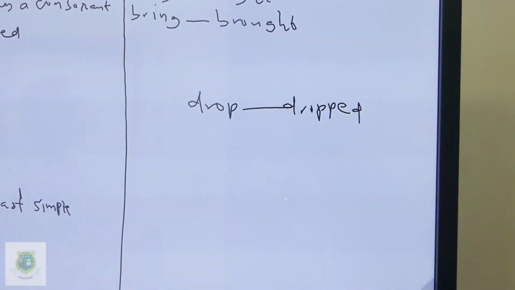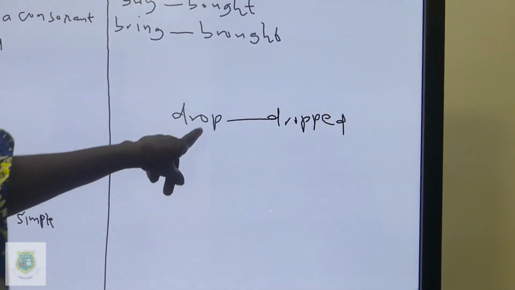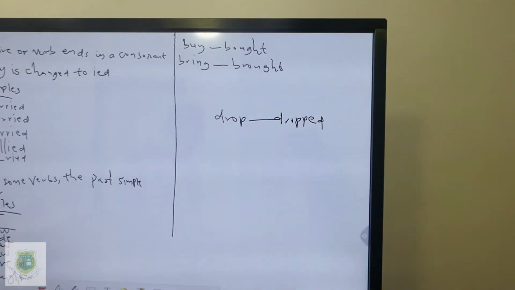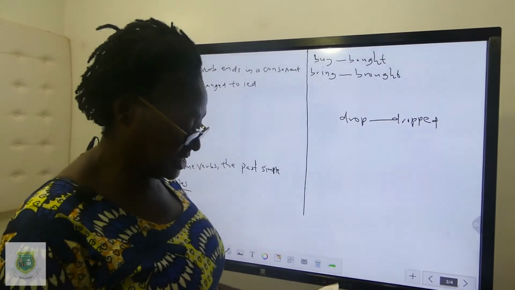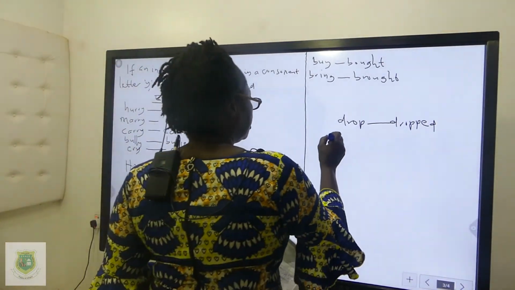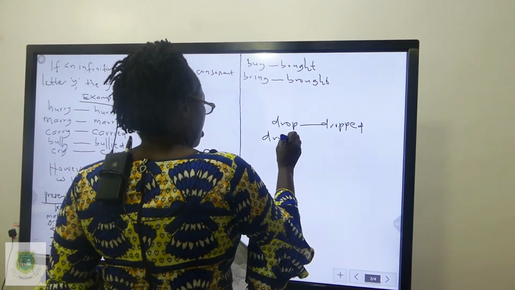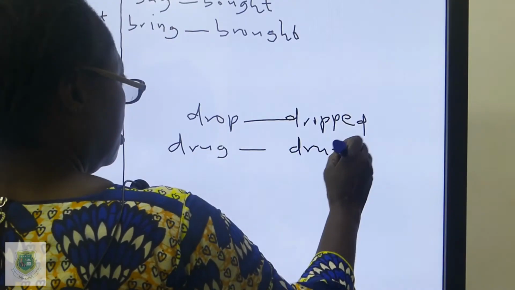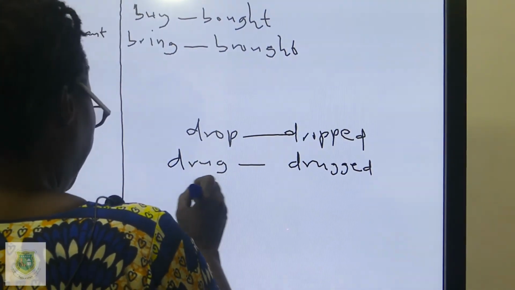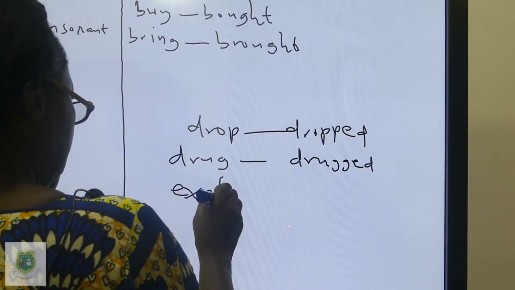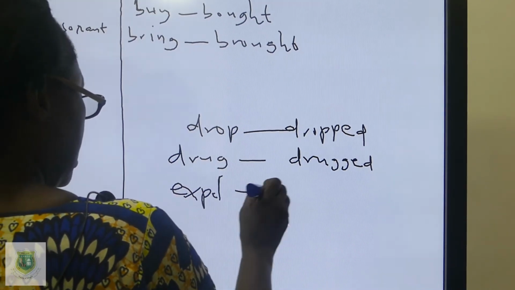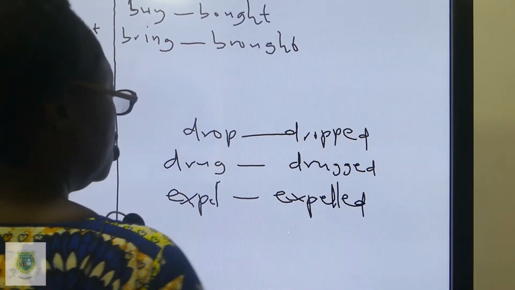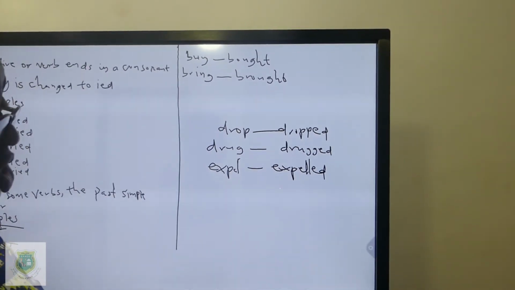Did you notice what we did here? Drop. We added another P, then add ED. Some verbs are like that in forming their past tense. Drugged. The girl was drugged. Expelled. The student was expelled. The notorious student was expelled from school.